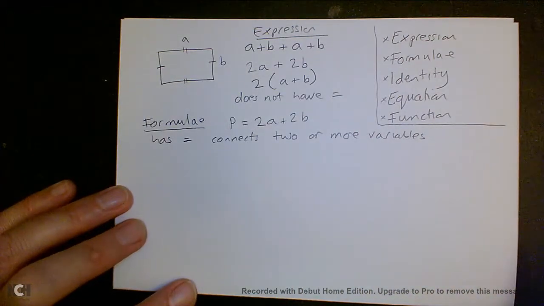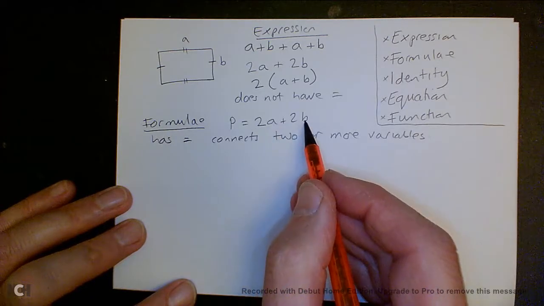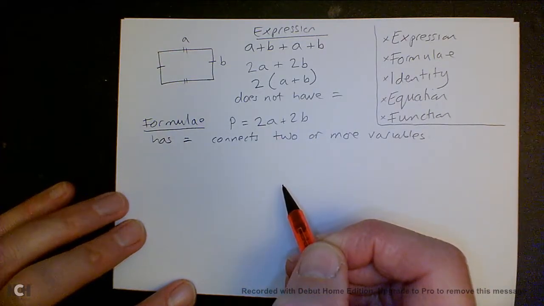Now variables are things that can vary. So this, for example, the A can vary and the B can vary. So these are called variables.